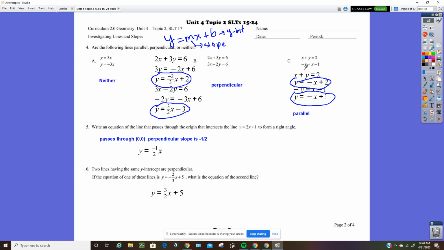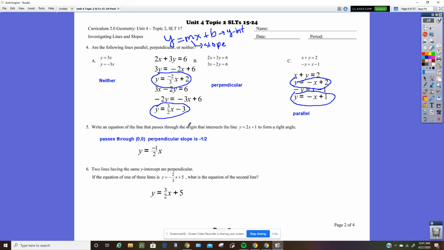And then in part C, here we have solving for y in the top equation, y equal negative x plus 2. In the bottom equation, I just multiply both sides by negative 1, and you get y equal negative x plus 1. So both of these slopes are negative 1. Those are parallel to each other.